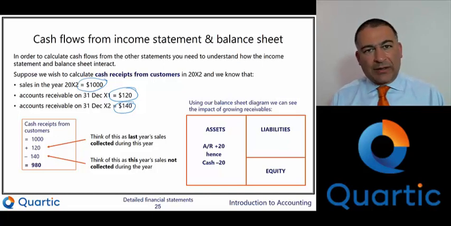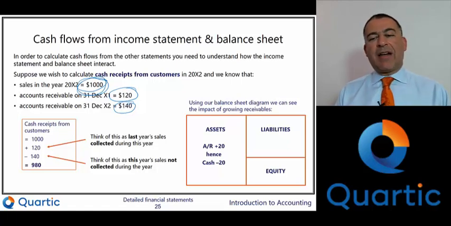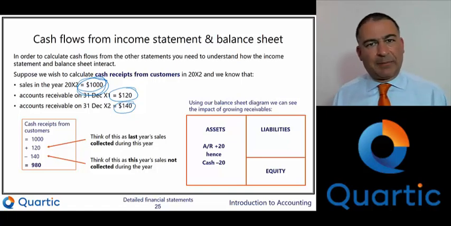Now, there is a shortcut. The 1,000 is our first guess. Have a look at accounts receivable. If that had been stable, let's say it was 120 last year and 120 this year, then the cash receipts would also be 1,000. So it would be 1,000 plus 120 minus 120.